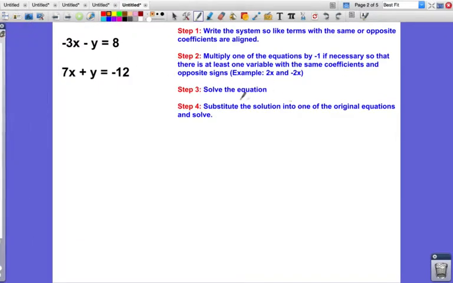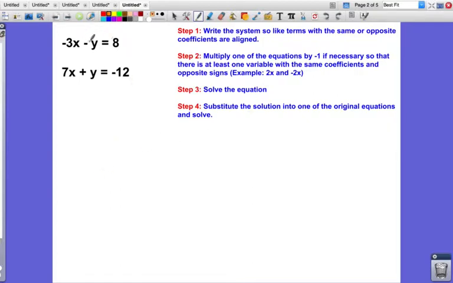Okay, so here I have a system. Negative 3x minus y equals 8. 7x plus y equals negative 12. So before, we did the substitution method. We would solve for a variable and then plug that variable into the other equation to solve.